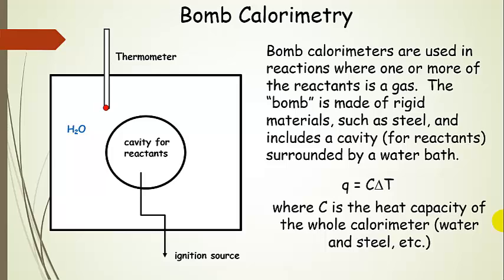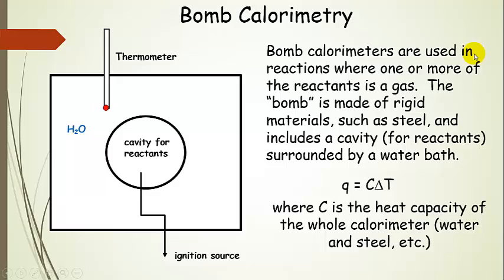Okay, so here's a little schematic showing one. Here we have some sort of rigid container, and we filled it with water. Inside we have a cavity for reactants, some sort of little holding area where we can put our reactants. We have a thermometer to measure the temperature change during the reaction. And in order to get the reaction to go, we're going to have some sort of ignition source that's going to start that reaction.